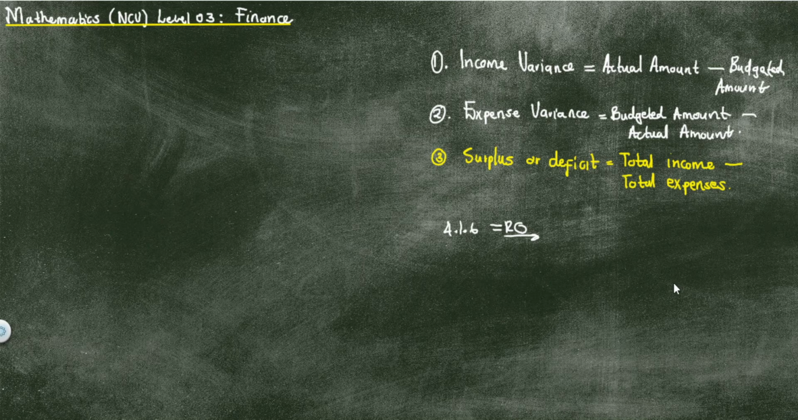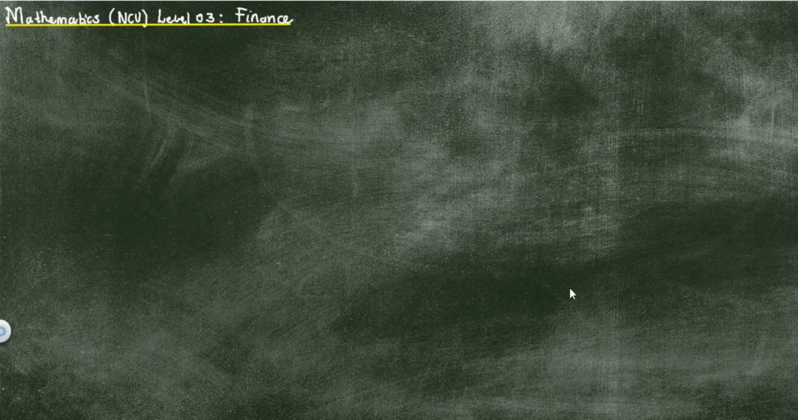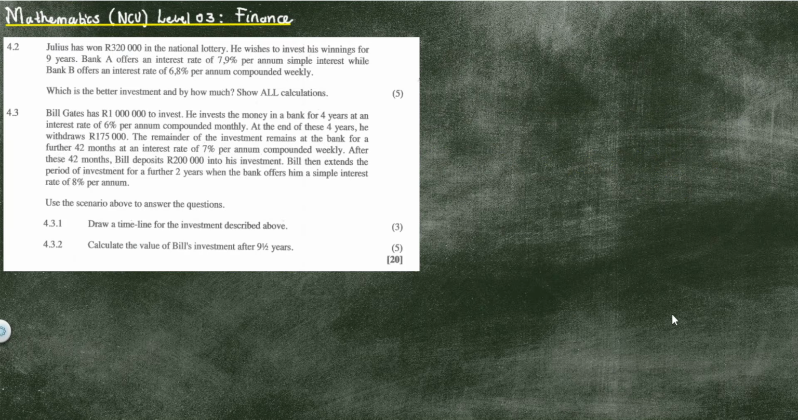All right, now let's take away the formulas and let's do 4.2 and 4.3. For 4.2, we are given a scenario where Julius won 320,000 rand in the national lottery system, right? He wishes to invest his winnings for 9 years, and two banks are offering him different rates. So he now has to work out which one is the most effective one.